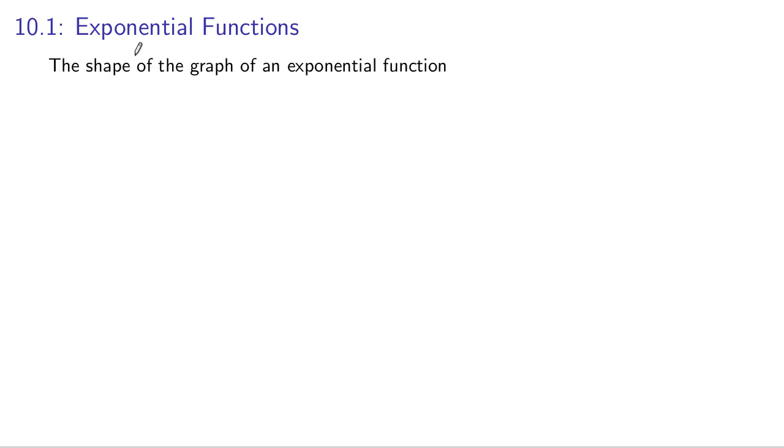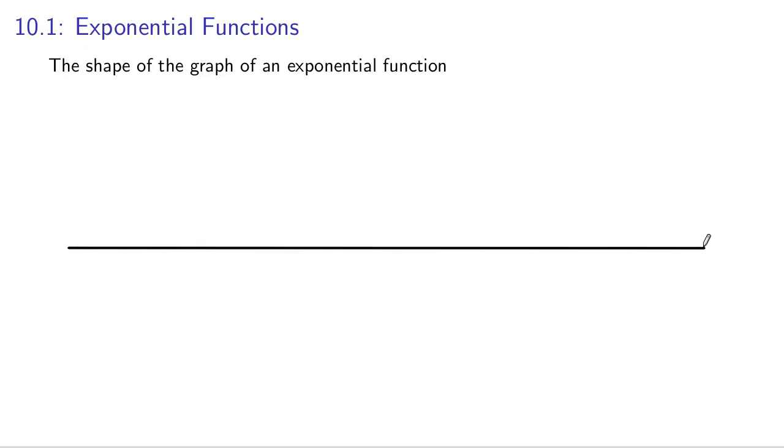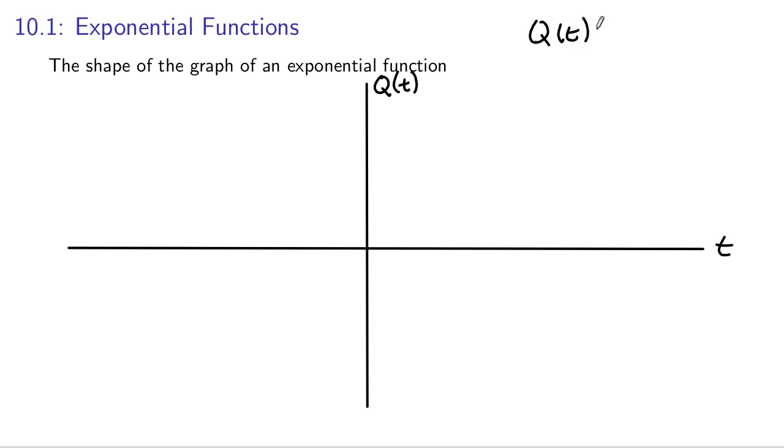And let's also talk for a minute here about what shape the graph of an exponential function has. So let's draw some axes and label them. So this will be our input. Maybe it's time. Here's our quantity. It's a function of time. Remember, our quantity is going to be a times b to the t.